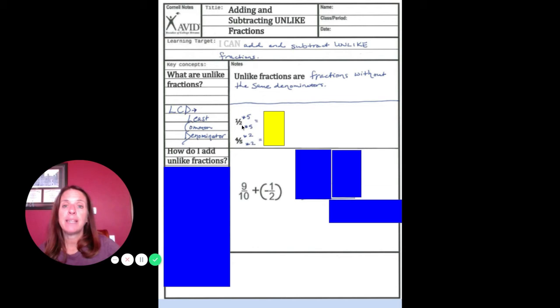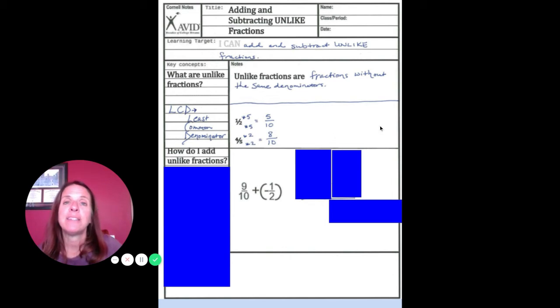So in order to make that denominator of 10 on 1/2, I need to multiply 2 by 5. What I do to my denominator, I also have to do to my numerator. So I have to do 2 times 5 in the denominator, 1 times 5 in the numerator. And that will get me my new equivalent fraction of 5/10 for 1/2. 4/5, 5 times 2 is 10. Since I'm multiplying the denominator by 2, then I'm going to multiply the numerator by 2. 4 times 2 is 8, so 8/10.